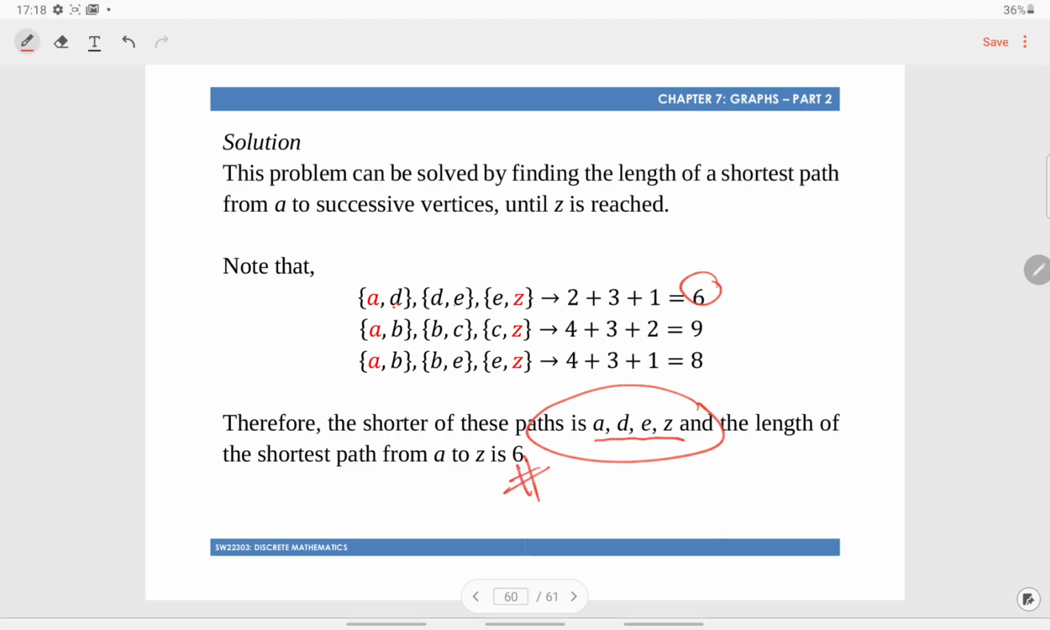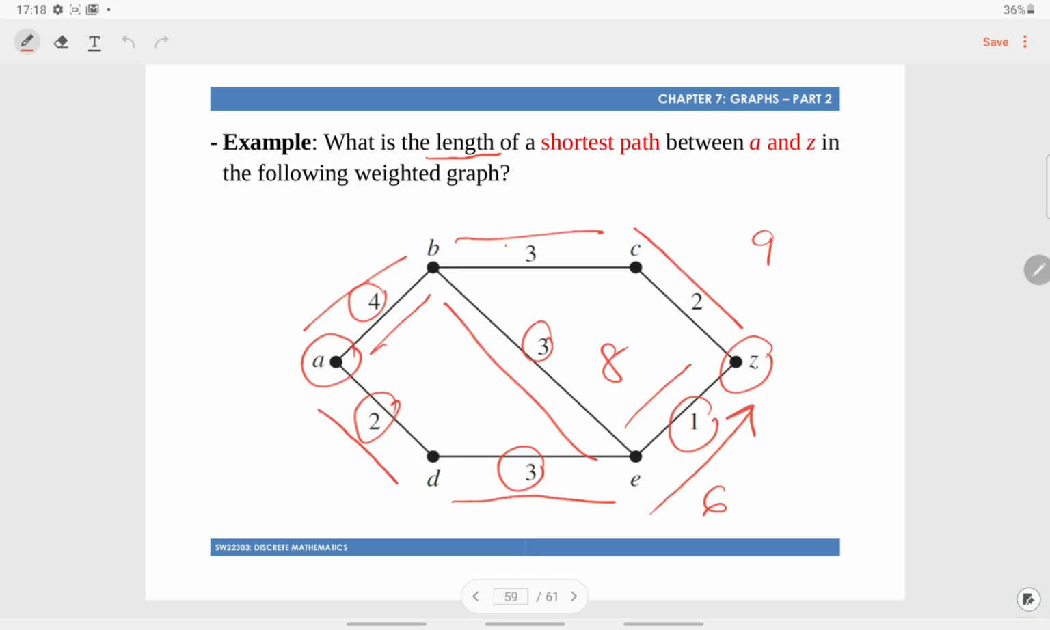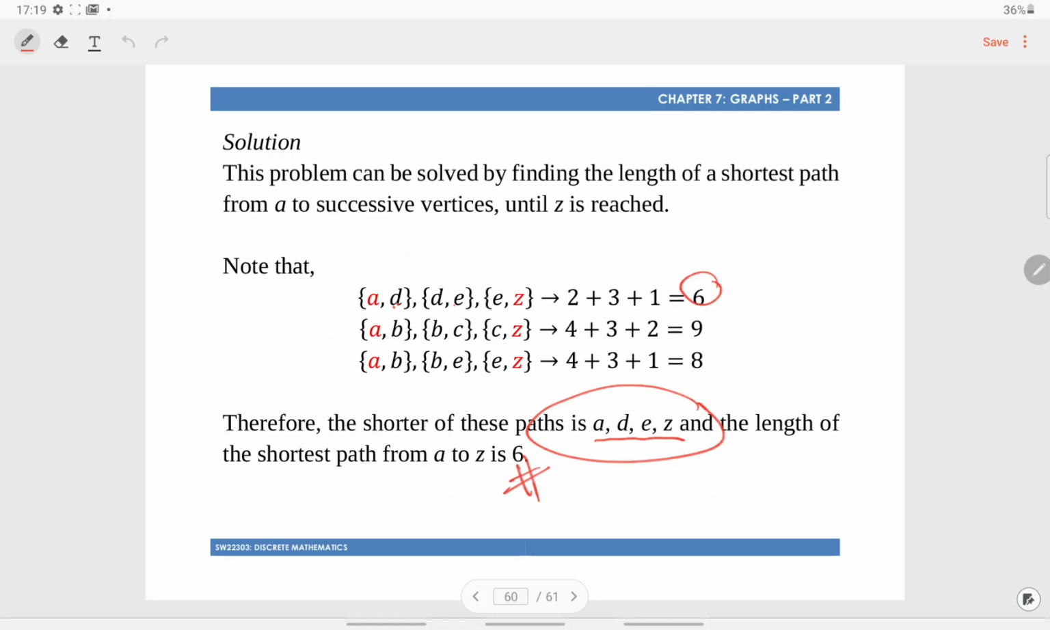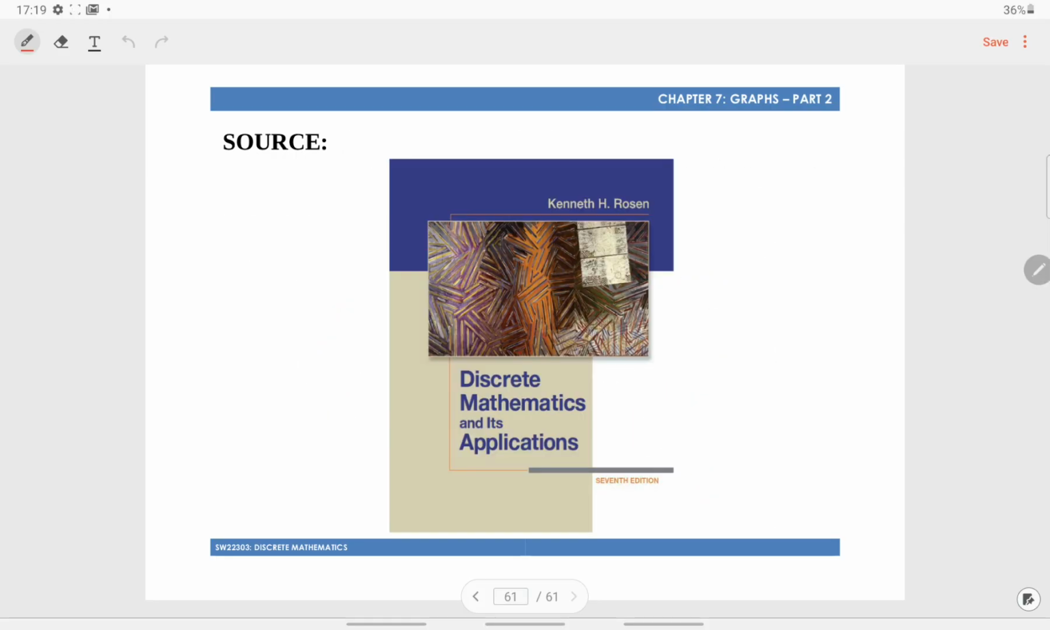So we know that the shortest path from A to Z is A to D, D to E, E to Z, because it has the smallest value, which is equal to 6. I think I have covered all the topics in this chapter. So we finish chapter number 7, which is the chapter about graphs. Okay, thank you, class.